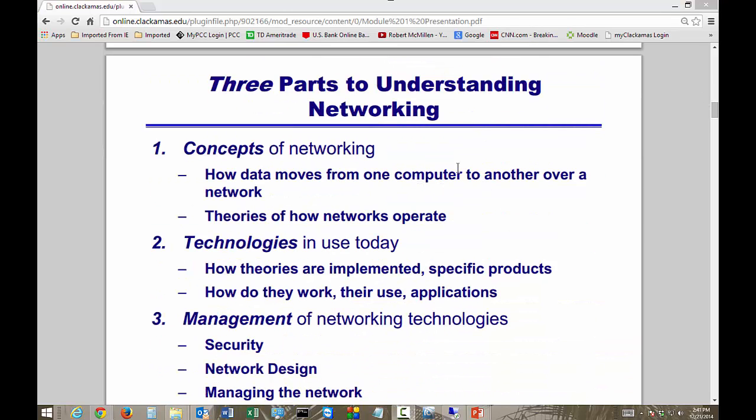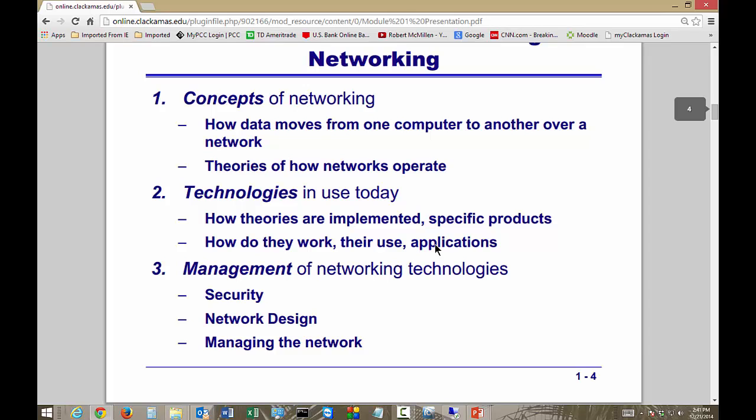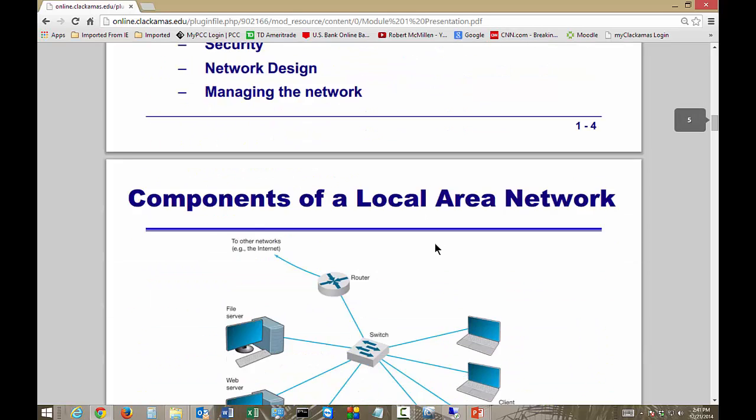There are three different parts to understanding networking, and the first part is the concepts. So how does data move from one computer to another over a network, and the theories of how networks operate. Next thing is the technologies that we use today, how those theories are implemented, and how do they work? How do they use applications? So we're going to talk about that in this class. And management of networking technologies. Of course, you've got to secure your network, you've got to design your network, and you've got to manage it. So we're going to talk about all those different areas.